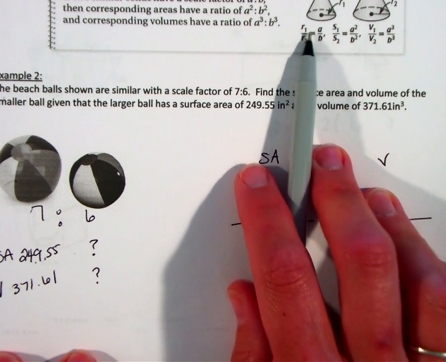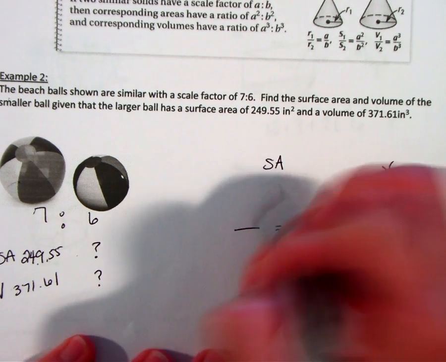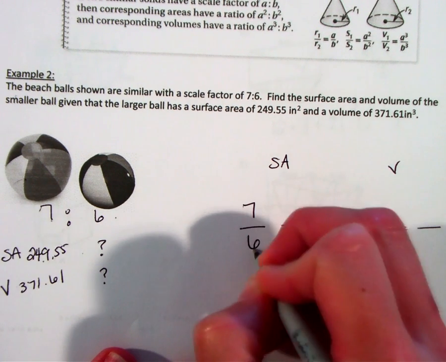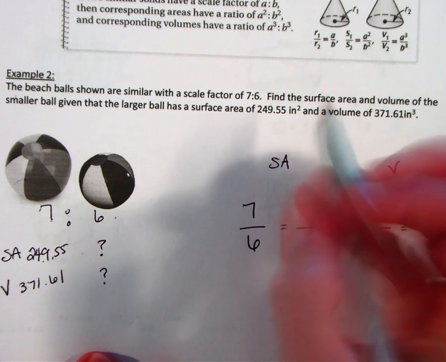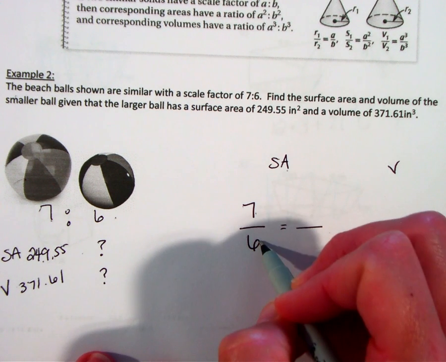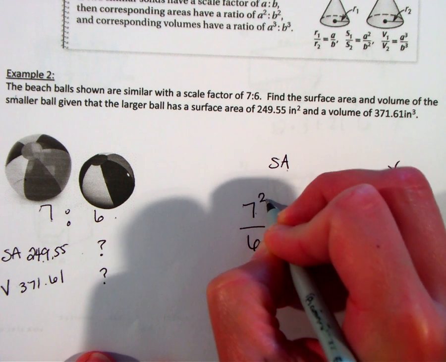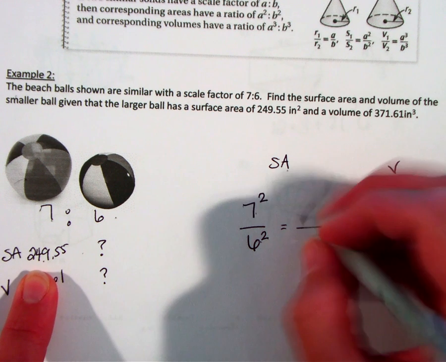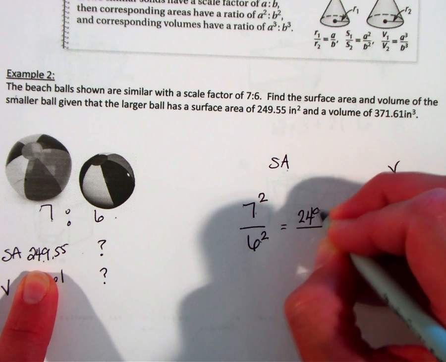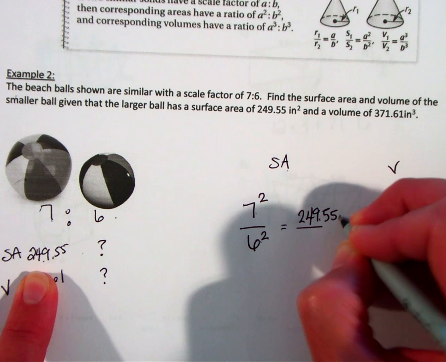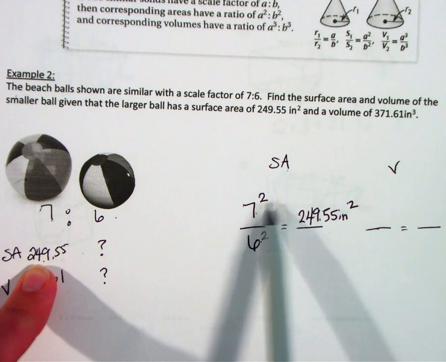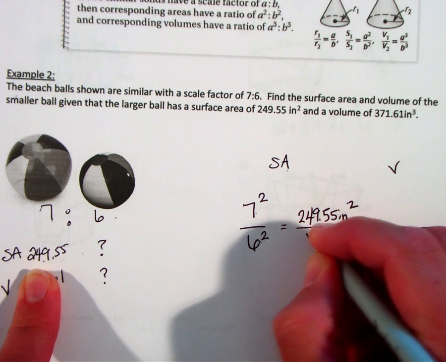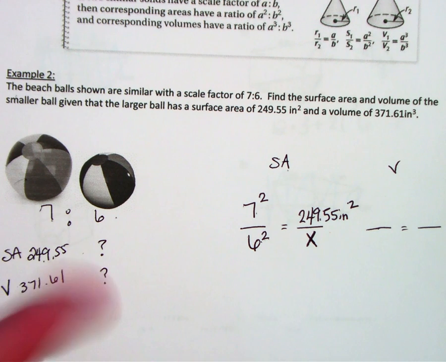Okay, now what this box says up here is if you know that the ratio from the big shape to the smaller shape is 7 to 6, then for surface area, the ratio is not 7 to 6. It's 7 squared to 6 squared. How do I know that for sure? That's because the surface area is measured in inches squared, 249.55 inches squared. So that had better match up. And now here is my x. Now I'm ready to cross multiply and divide.